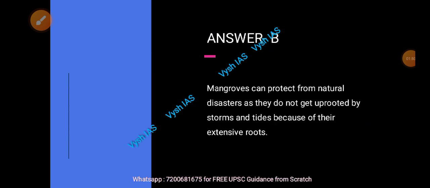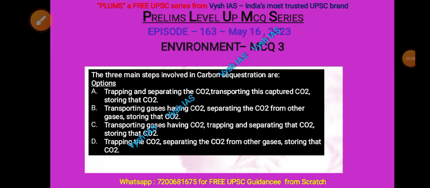It is B actually. The mangroves have extensive roots, so they do not get uprooted in case of floods, stormy conditions and tides. So they work as a bulwark.